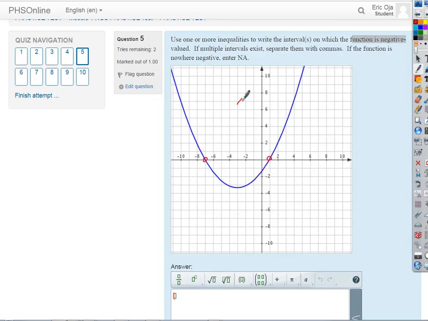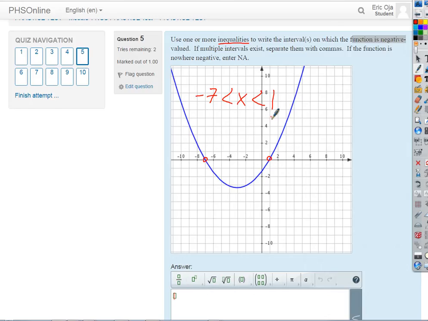So what's that going to look like? Well, x is what? You want it as an inequality, right? So how am I going to write that? Greater than -7 and less than 1, right?